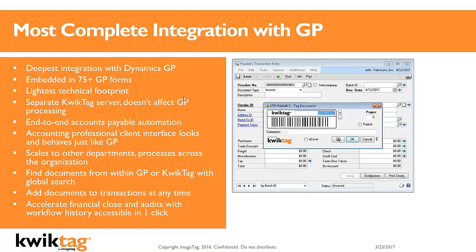We have a very light technical footprint. We take up 0 GP resources. We live entirely outside of GP in our own separate KwikTag server so that it doesn't slow down your processing. We're not intermingling data, so your database doesn't have any risk for corruption or anything of the like.